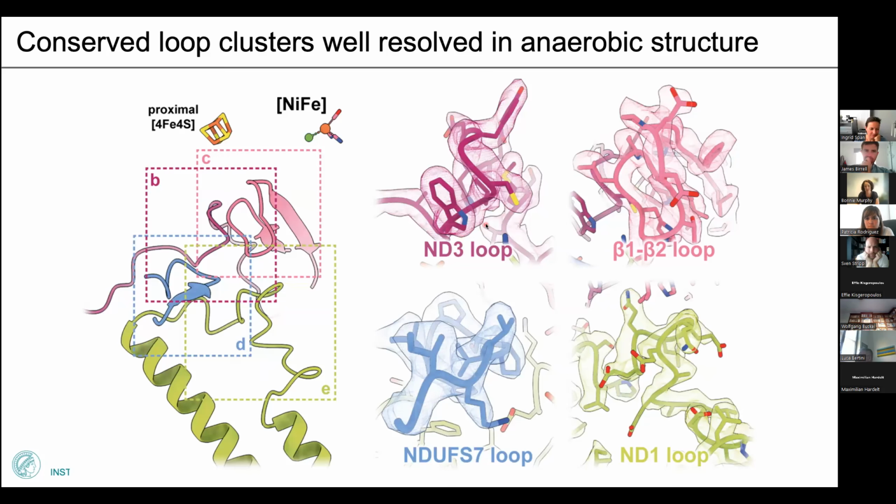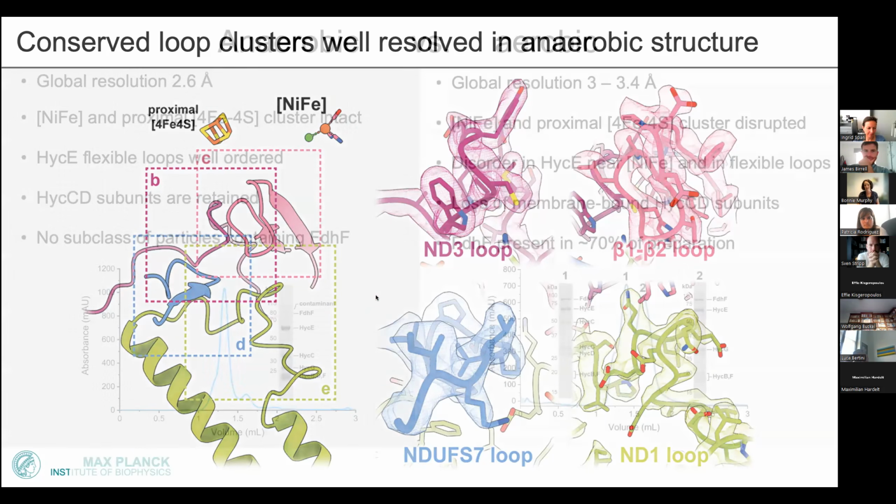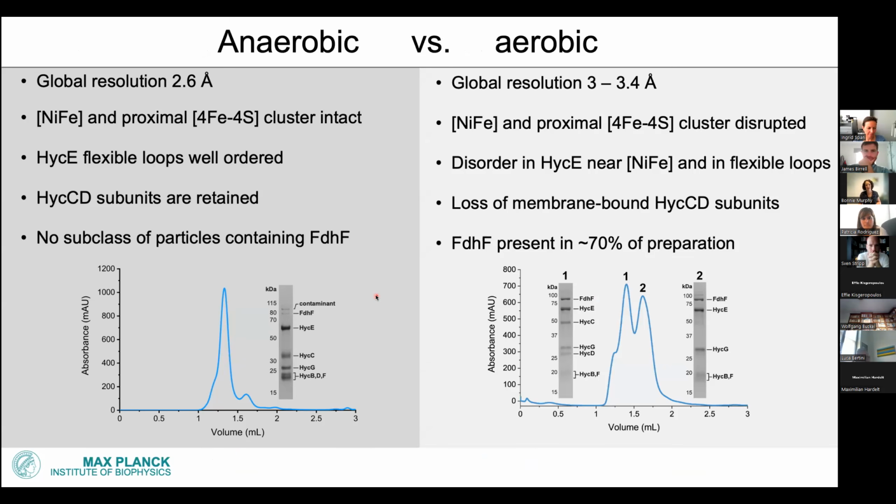And in addition to that, we could also resolve a set of loops that lie at the interface between the membrane arm and the soluble arm of the FHL complex. These loops have been observed to be relatively flexible in complex 1 relatives and seem to be important for the process of coupling turnover at the active site with ion translocation across the membrane. So these were all nicely resolved in our anaerobic structure, and that gave us some confidence that we were looking at something worthwhile.